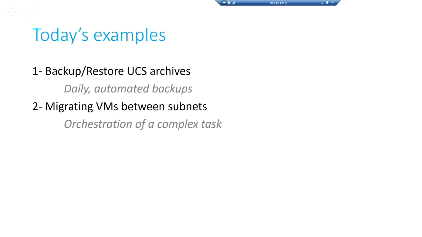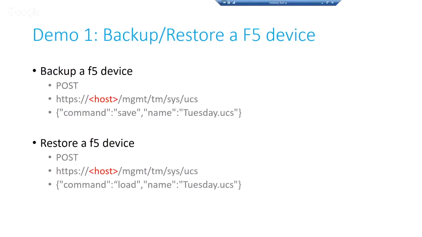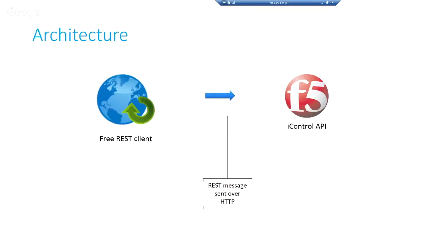Today's examples, I've often done backup and restore via REST, and I can also migrate some machines between subnets. But let's talk about REST. This is how you format REST commands. And there's a diagram that I want to show you, and that's this one here. You can get a free REST client. I'm using Postman, and you send a REST message over HTTP to your F5 appliance, and that's what I'm doing.